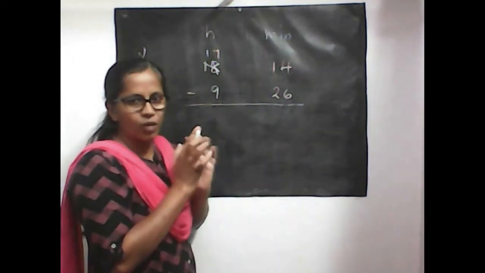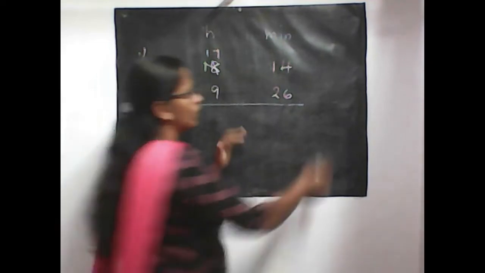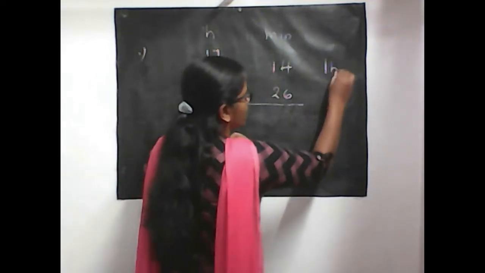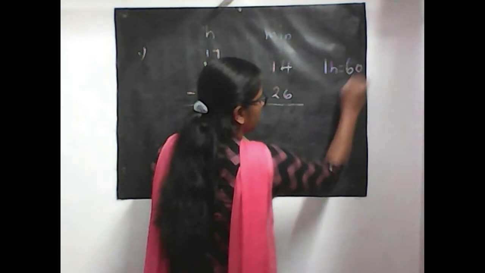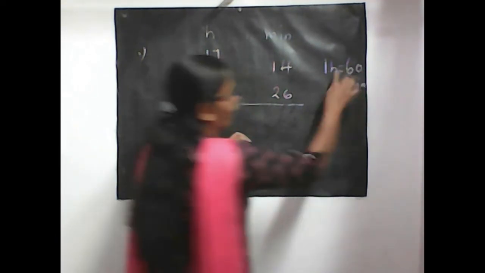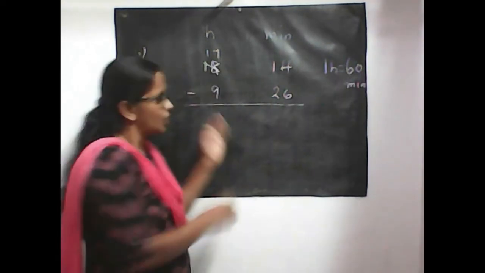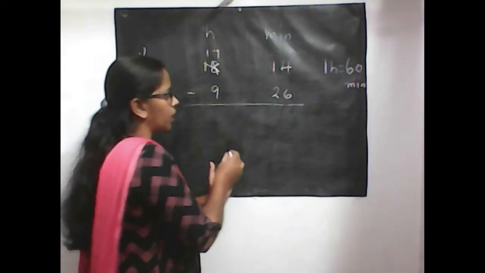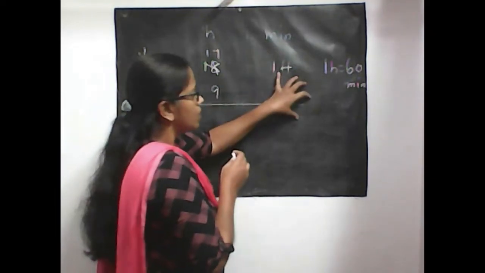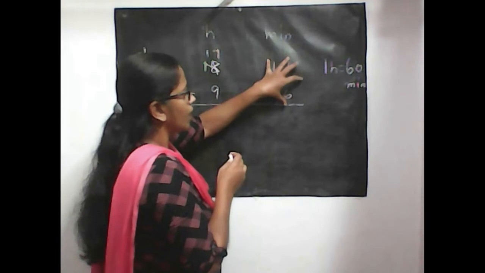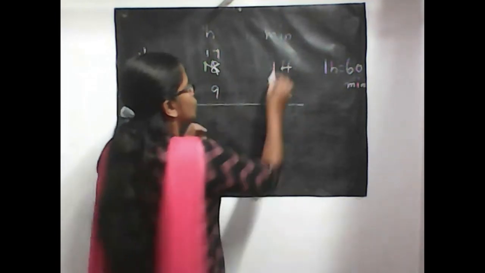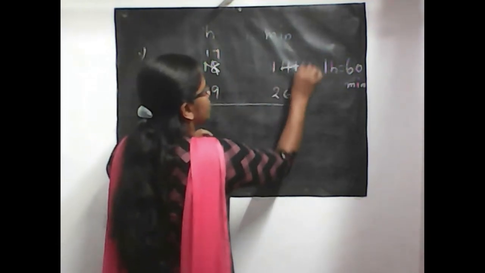This 1 hour is borrowed and going to be given to the minute column. Where are you going to give? To the minute column. So we know that 1 hour is equal to 60 minutes. So 1 hour we are taking from here and going to give as 60 minutes. Because it is going to the minute column, you are going to add 60 with this.